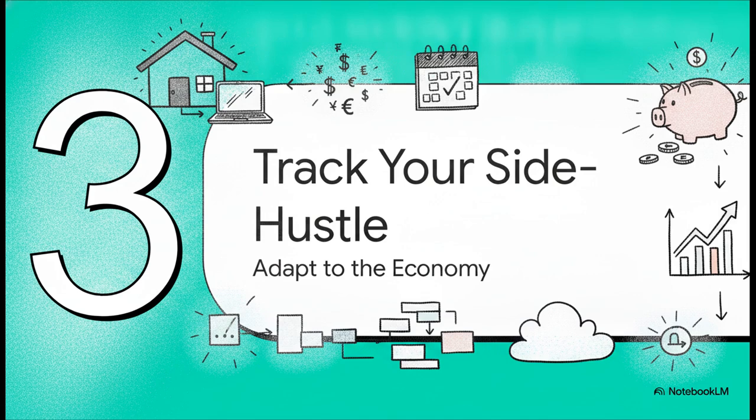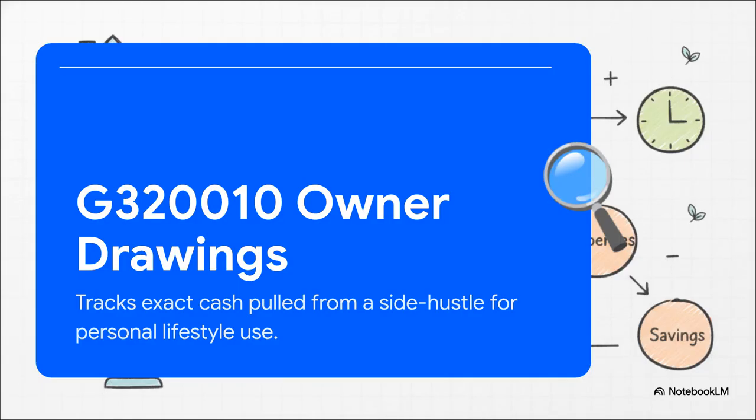All right, Section 3, tracking your side hustle. Because this architecture isn't just for tracking your grocery runs, it is perfectly adapted for the modern economy. The absolute crucial point here is an operational rule we call the drawing separation, which is mapped to ledger code G320010. Remember how we talked about the total chaos of mixing your cash? Well, this is your explicit operational safeguard against that.